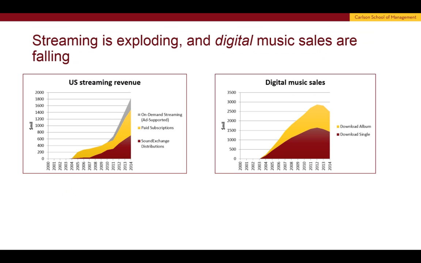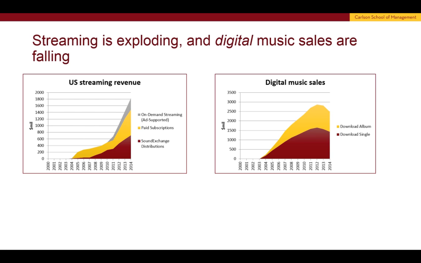So as streaming has been exploding, we see that digital music sales have been falling. Let me just talk through these pictures for a second. On the left-hand side, you see U.S. streaming revenue. It's divided into these three kind of blandly named categories. On-demand streaming, ad-supported. Now that's basically YouTube. That's people listening to music at YouTube. Paid subscriptions. That's basically Spotify. And sound exchange distributions. That's basically Pandora. And what you see is collectively those have really jumped a lot, especially since about 2011.